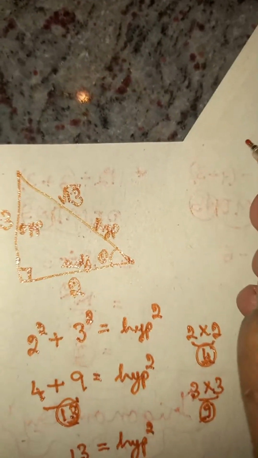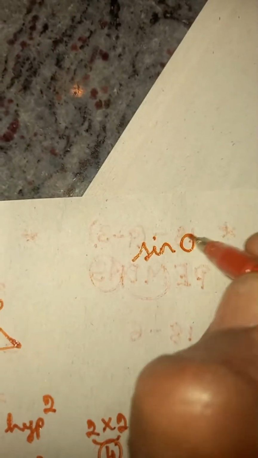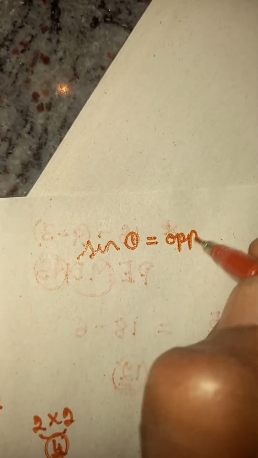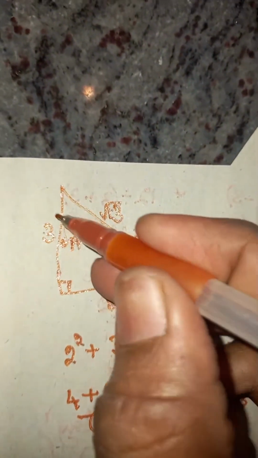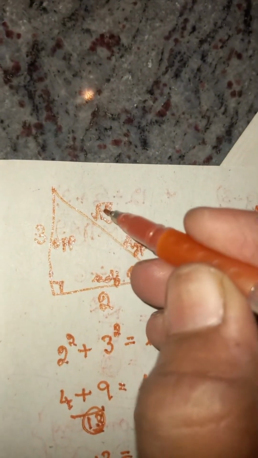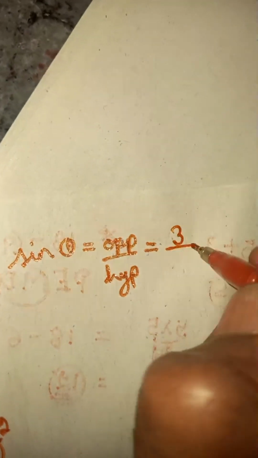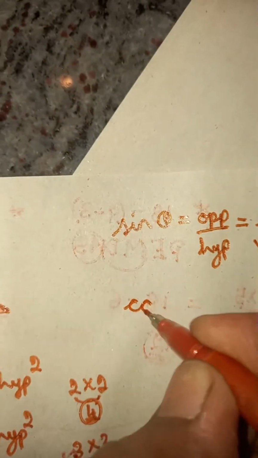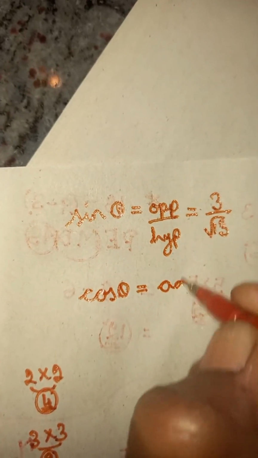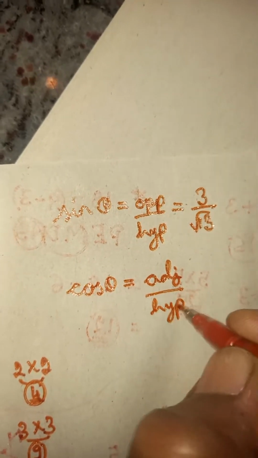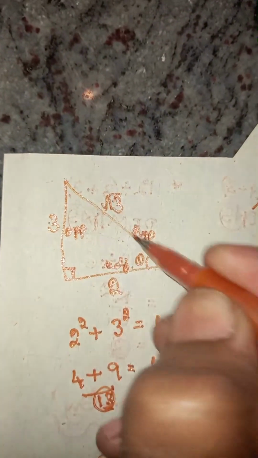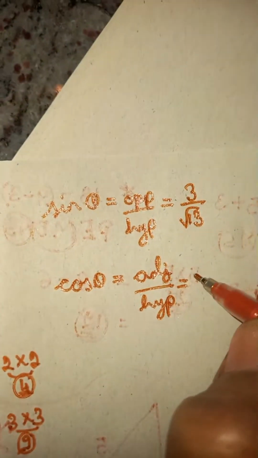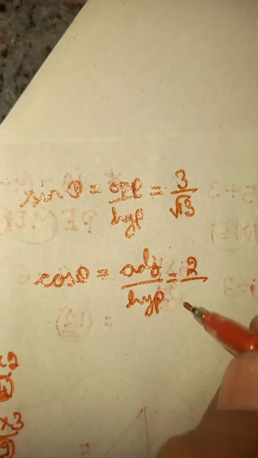Let's find out the different trigonometric ratios. Sine of theta means opposite by hypotenuse. Opposite is 3 units and hypotenuse is root 13, so it is 3 by root 13. Now let's find cos theta. Cos theta means adjacent by hypotenuse. Adjacent is 2 units and hypotenuse is root 13, so it is 2 by root 13.